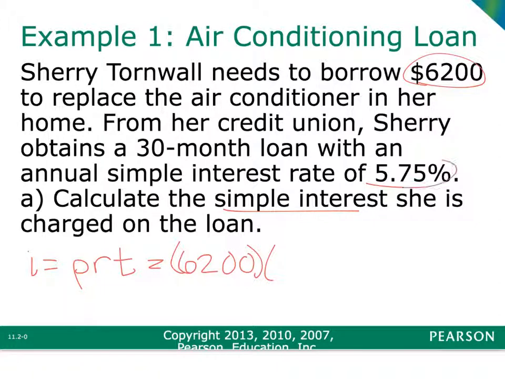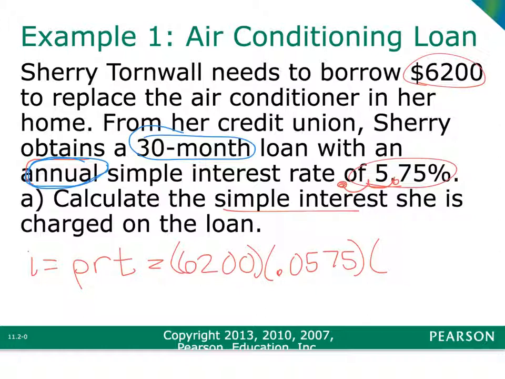R is going to be your interest rate as a decimal. So remember, when you turn a percent into a decimal, you shift it 2 spaces to the left. So 5.75% is 0.0575 as a decimal. And then last, you need the length of the loan. And here's where you need to really be careful on your labels. Notice they are calculating the interest annually. So that means once a year they add the interest on. And she has had the loan for 30 months. So you need to figure out how many years she's had the loan to apply the annual interest.